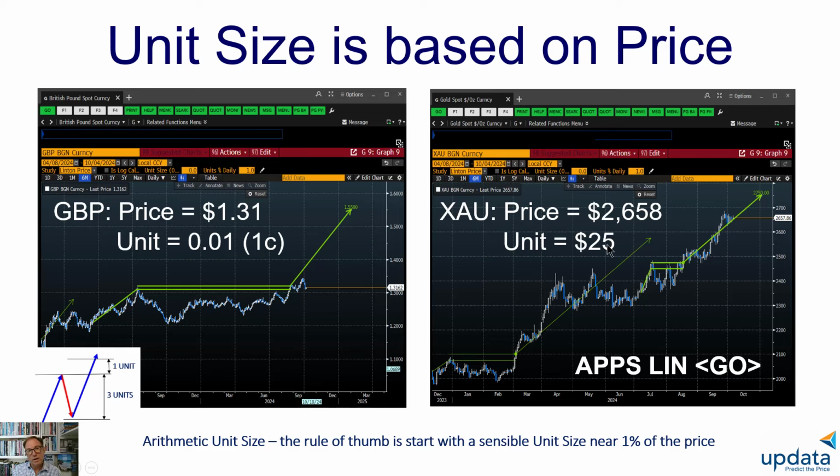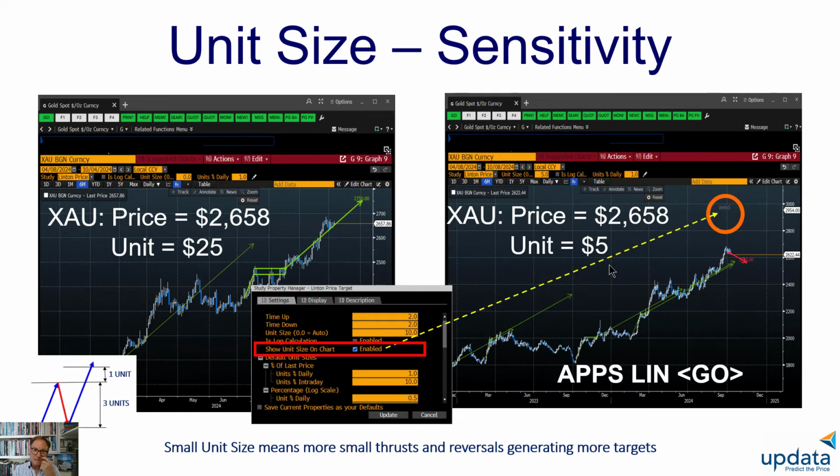Here we've got gold. Now, of course, gold is a very different price denomination, $2,658 here. So here we'd want to use a unit of $25. And so that means each move of $25 would be across. We need a reversal of at least $75, and then a move above that thrust of at least another $25 to give us that setup. The key point here is that 1 cent is what you'd use on this chart, and $25 is what you'd use on this chart.